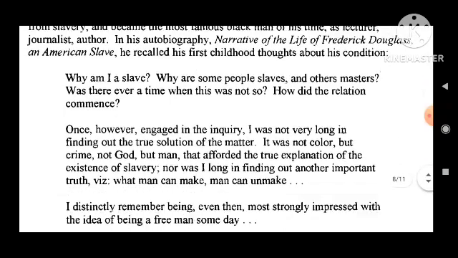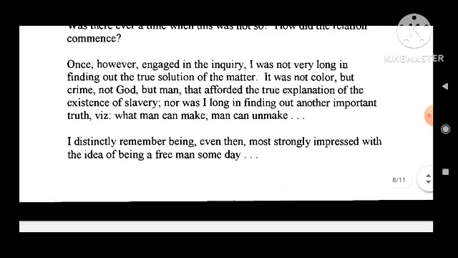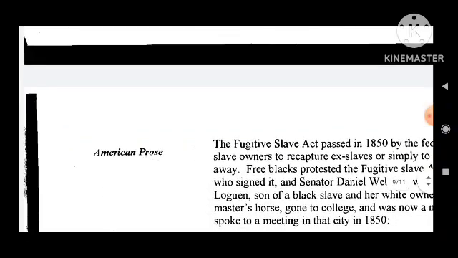Once, however, engaged in the inquiry, I was not very long in finding out the true solution of the matter. It was not color, but crime, not God, but man, that afforded the true explanation of the existence of slavery. Nor was I long in finding out another important truth: for all, what man can make, man can unmake. Okay. So I distinctly remember being even then most strongly impressed with the idea of being a free man someday.